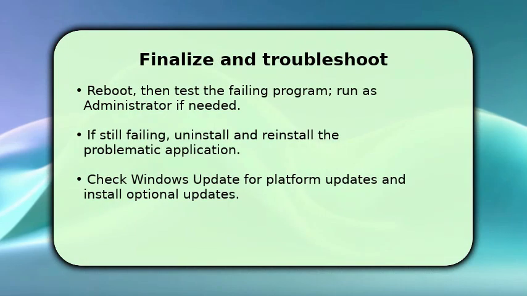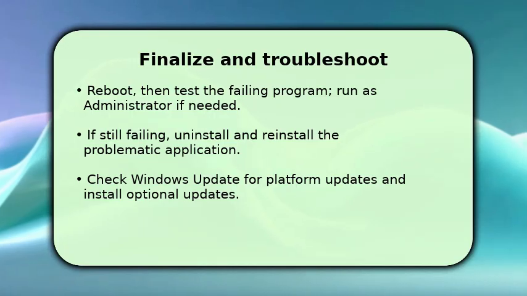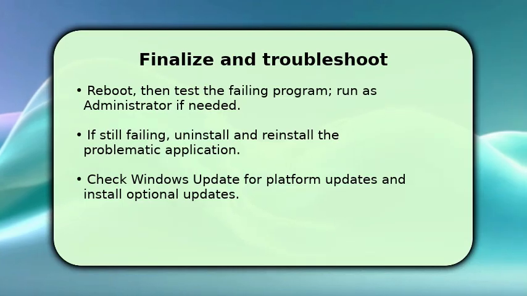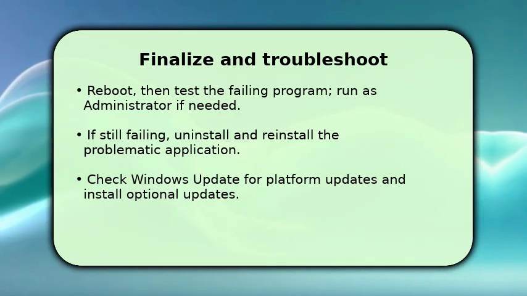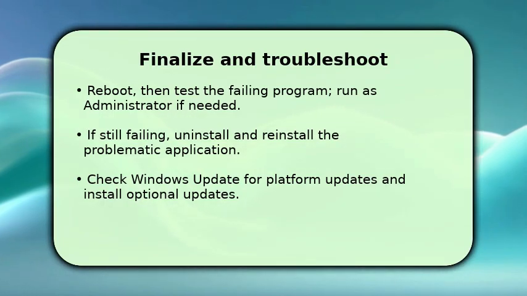To finish, reboot and run the problematic program. Running it as administrator can reveal permission issues. If the error remains, uninstall and reinstall the application so its installer can register dependencies properly. Also open Windows Update and install all optional platform updates. Some API sets come from platform patches.